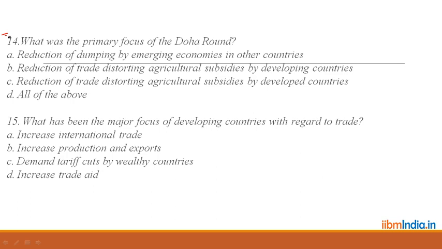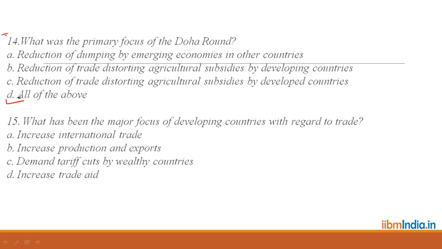Reduction of dumping by emerging economies in other countries, reduction of trade distorting agriculture subsidies by developing countries, reduction of trade distorting agriculture subsidies by developed countries, in a third, in B developing, in C developed, and all of the above. What was the primary focus of the Doha round?